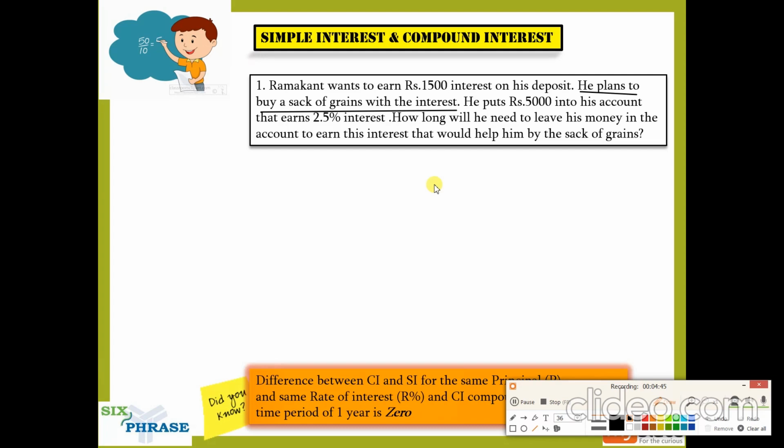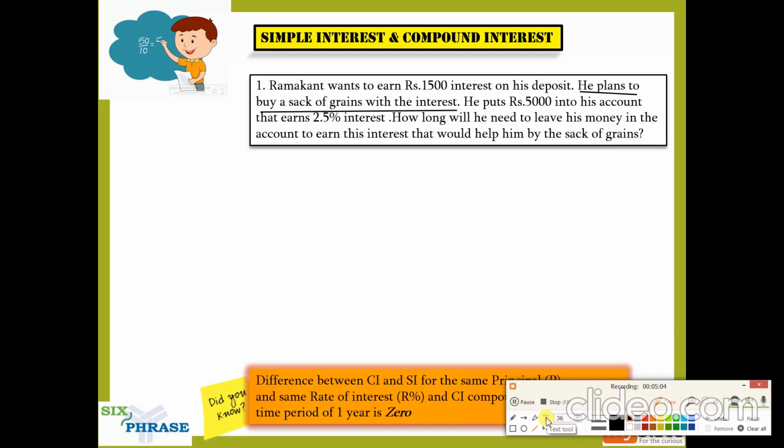Okay, so we'll see. Ramagan wants to earn rupees 1500 as his interest. So they've given the interest. He puts 5000 into his account that earns 2.5 percentage interest. How long will he need to leave his money in the account to earn his interest that would help him buy the sack of grains? So this is what is given, guys.